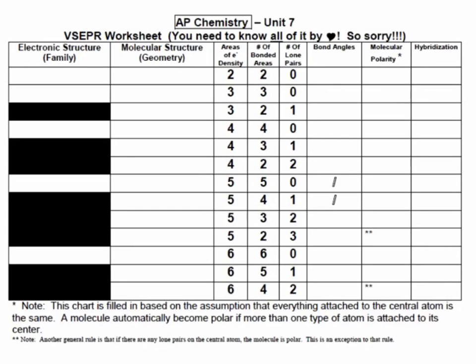Again, the polarity will be based on, we're assuming that it's all the same atom on the central atom. And then you have a couple of asterisks down there at the bottom, and we're going to talk about that. And then hybridization, which will be Thursday's topic. I am actually going to just go through the shapes first, and then give you time to come back and fill this out, rather than me filling it out and then going over the shapes. We're going to look at the shapes and fill it out as we go along.